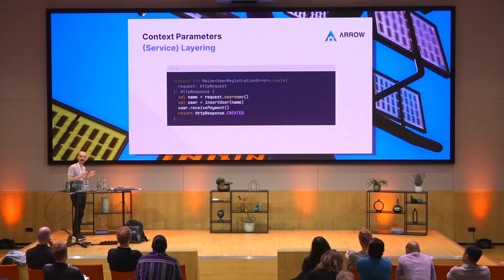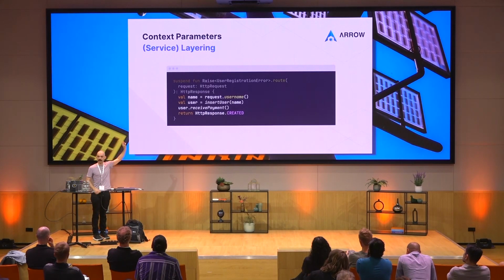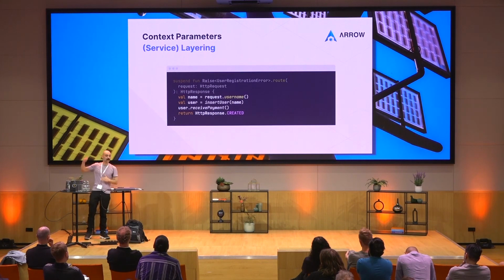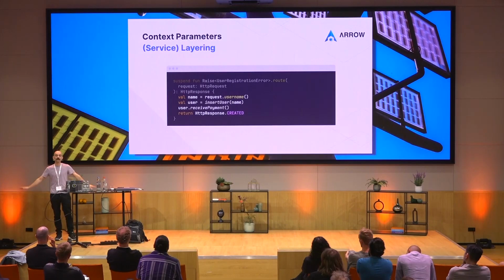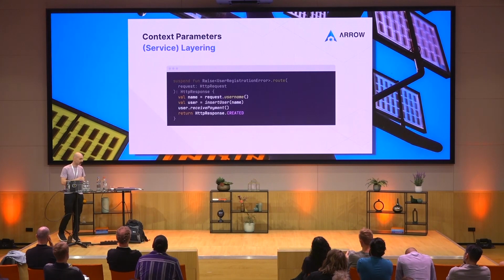So what is very interesting here is that the subtype relationship between user registration error and the errors that were defined on the independent functions is respected, right? So the subtyping is respected, and we can call all the children of our error hierarchy, right?